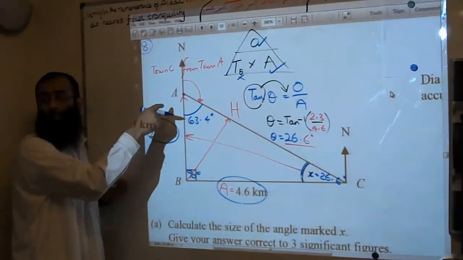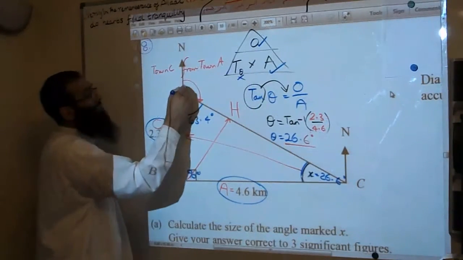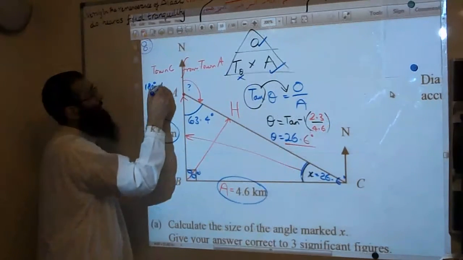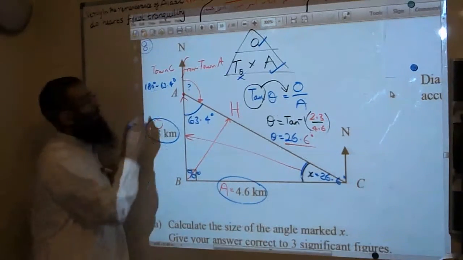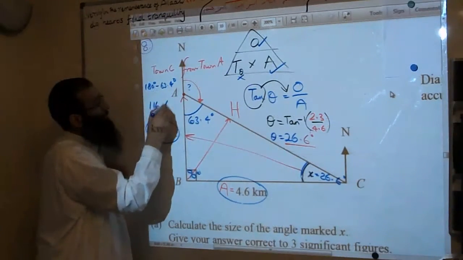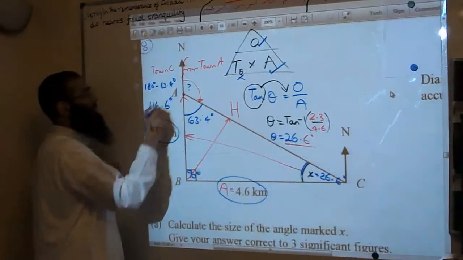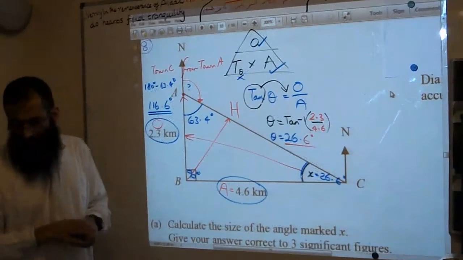Yes, because these two must add up to 180. Take it away. So to work out this angle here, we do 180 degrees minus 63.4 degrees. That'll give us an answer of 116.6 degrees. Excellent. Bang on.